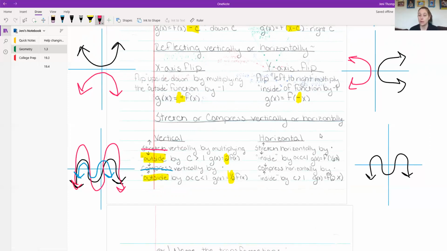And then the same thing with the horizontal. To stretch or compress horizontally, we're multiplying the inside of our function. And depending on whether that number is greater than 1 or less than 1 depends on whether we stretch it or compress it horizontally. I'll show you what I mean. So to stretch, to make it longer horizontally, we multiply the inside by a number less than 1 but greater than 0. So it stays basically the same, but it's just stretched.